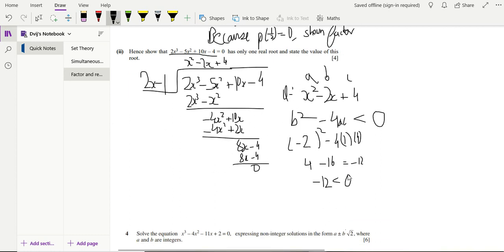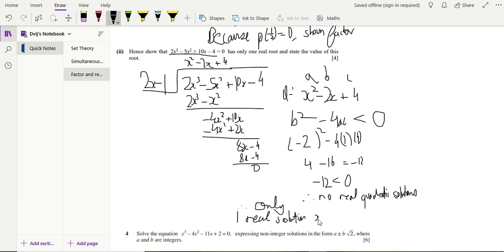Since this quadratic equation has no real solutions, so let's just say no real quadratic solutions. And just so we make sure we get all the marks we can, let's just end by saying thus only one real solution, x is equal to half, and that's it, we're done.